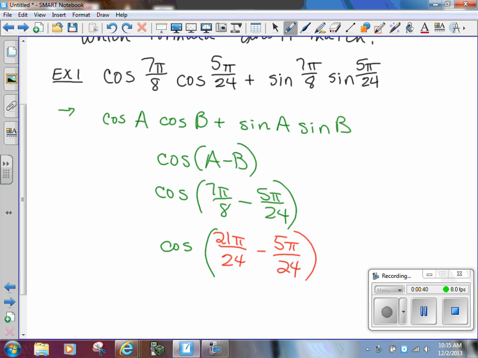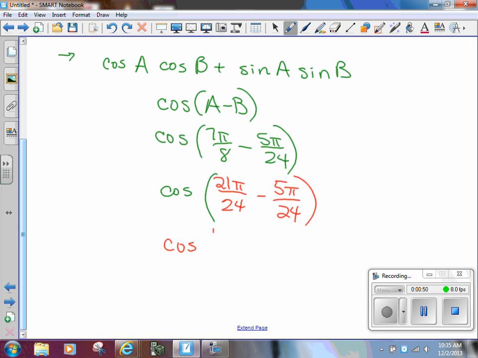And now, just do the math. It's just math. 21 pi minus 5 pi is what? 16 pi over 24. Can that be simplified? I don't know that value, but what can it be simplified to? 2 pi, if I reduce by 8, 2 pi over 3.